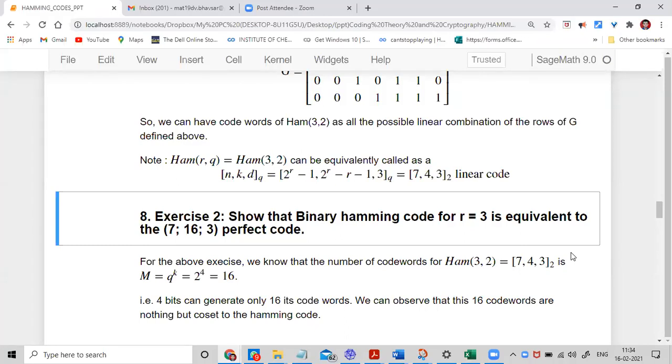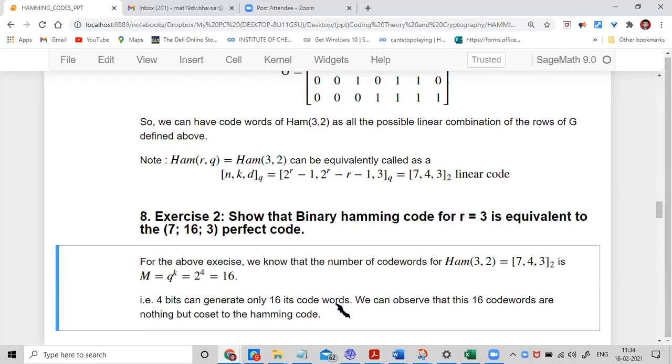No, your statement is not correct. They are code words. I think you want to say code words; I think you told cosets. That's the only difference.